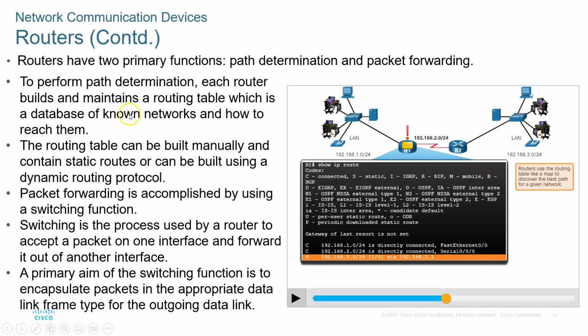So please write the first bullet point. Routers' primary functions are path determination and packet forwarding. So they look at the path determination. This is where they look up which path they're going to go to. And packet forwarding. They forward the packet depending on where it's going to go, right? That's the primary job, to look up what destination they need to go to and send it to that interface.